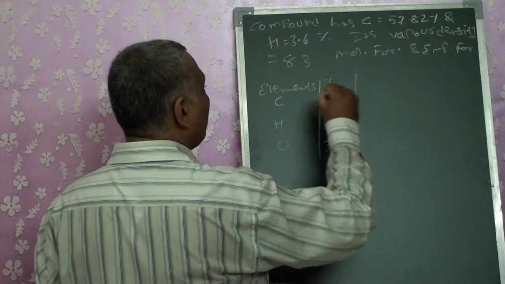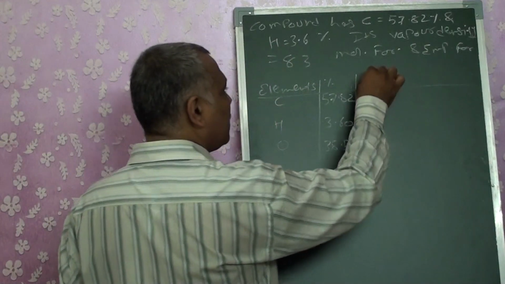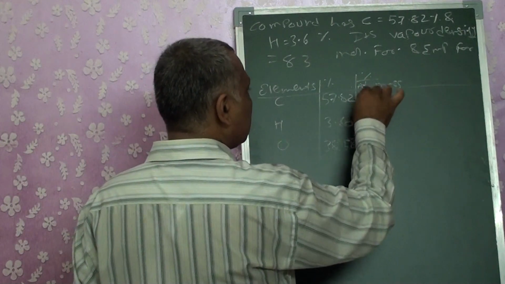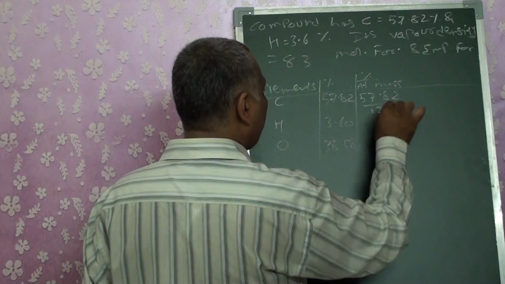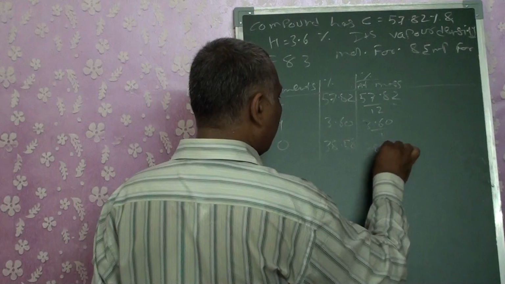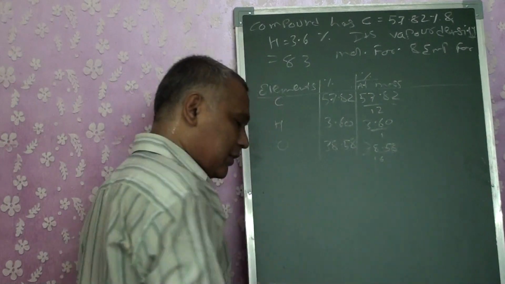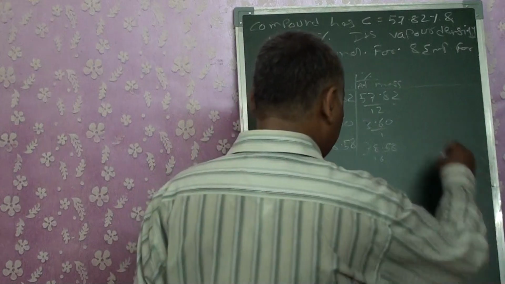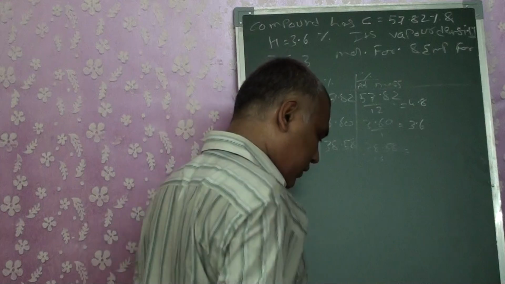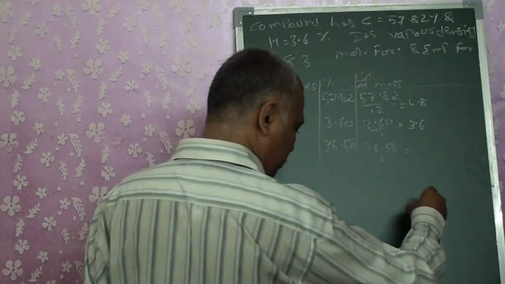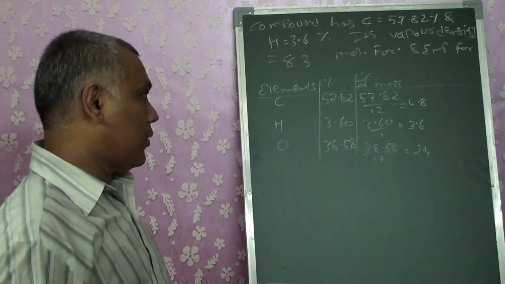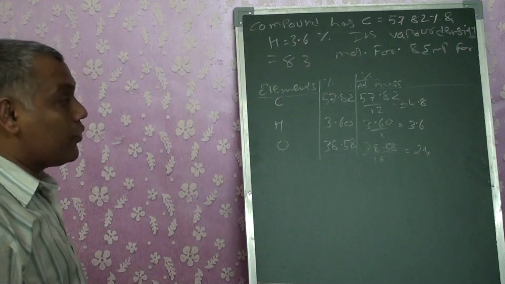Okay, now after the percentages we want to find out the ratio of percentage by atomic mass, that is 57.82 divided by 12, 3.60 divided by 1 and 38.58 divided by 16. So in that case you are going to get 4.8, 3.6 and 2.4. Okay, so this is the ratio that we got.